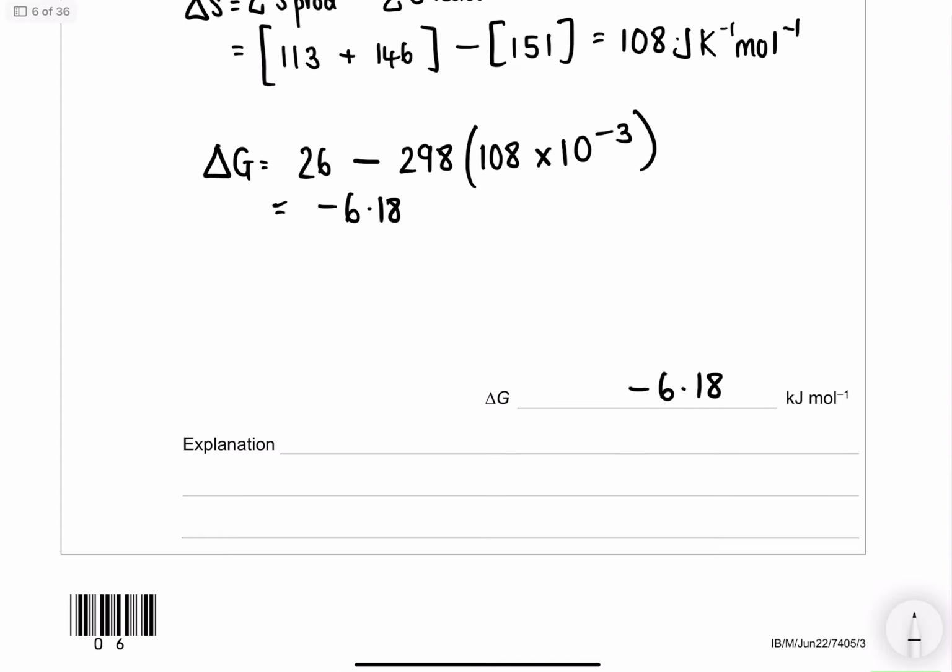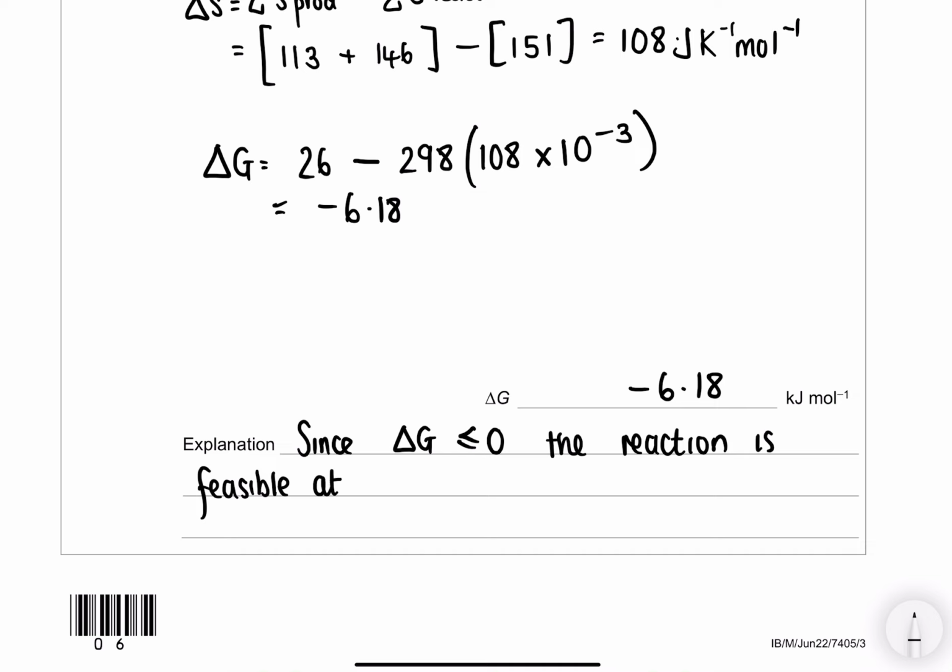Now, because that's a negative value, so since delta G is less than or equal to 0, it's a negative value, the reaction is feasible at 298K. If delta G is negative, then the reaction is feasible at 298K.